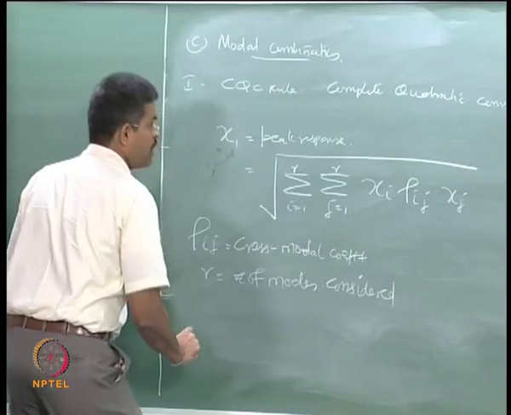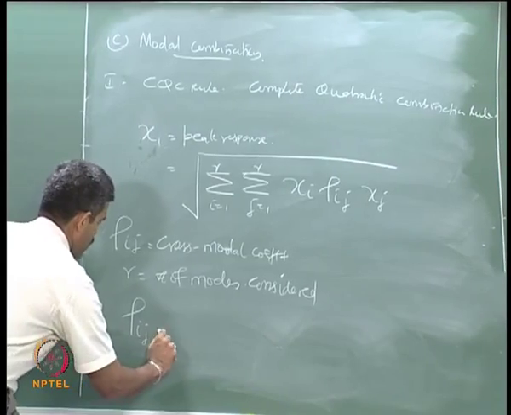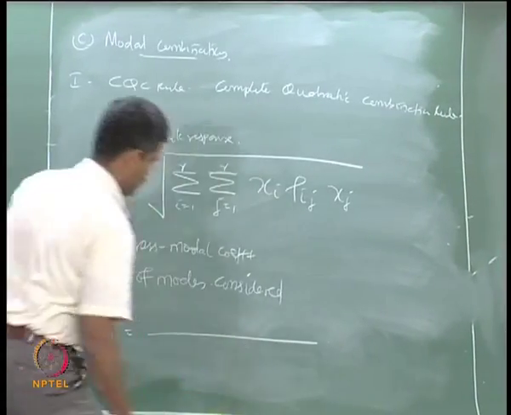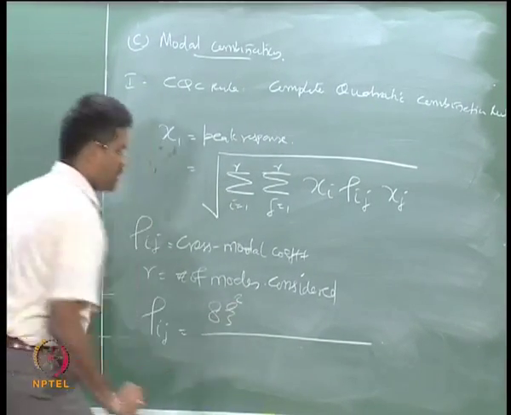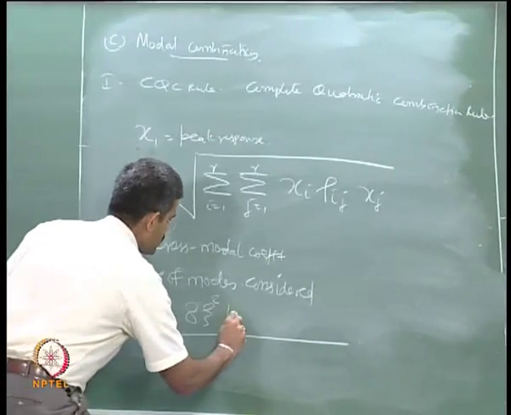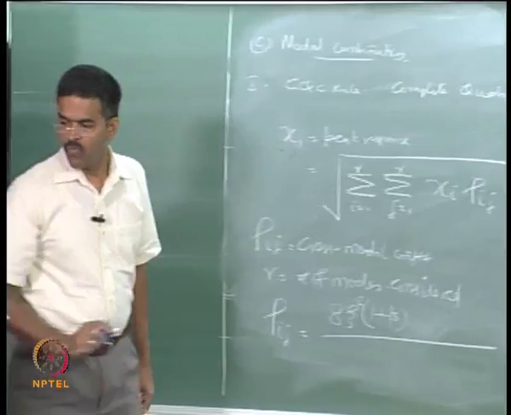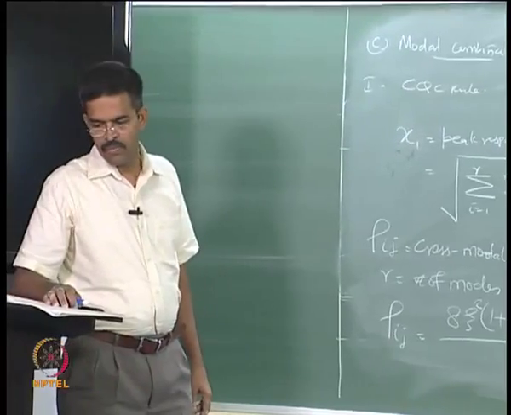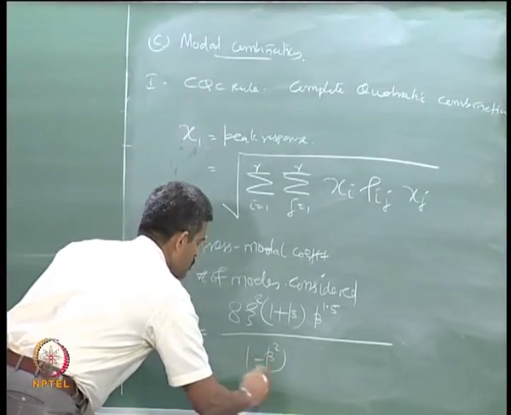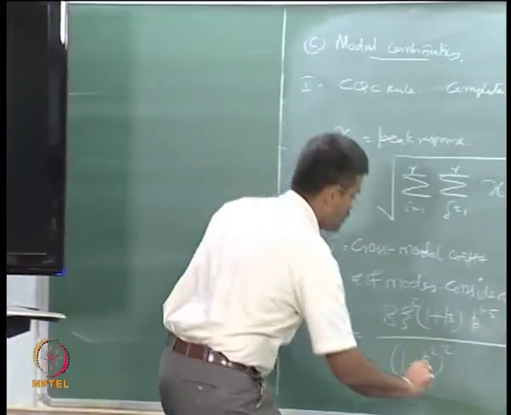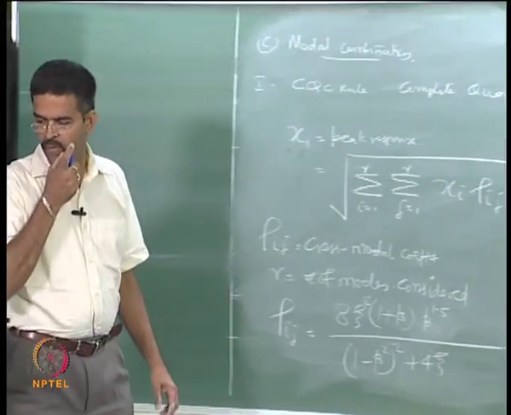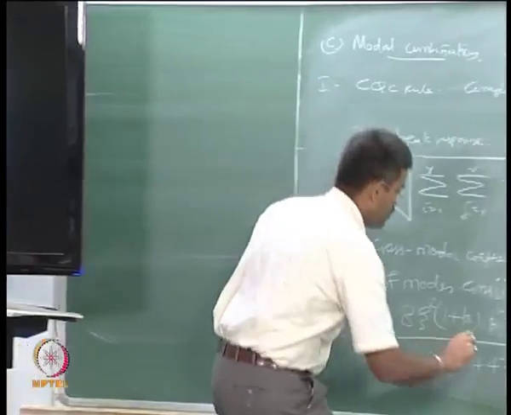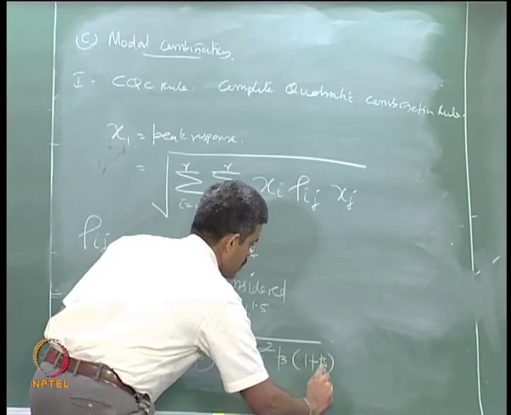And rho ij, which is the cross modal coefficient, is given by an expression: 8 zeta square (1 plus beta) beta to the power 1.5, divided by (1 minus beta square) the whole square plus 4 zeta square beta (1 plus beta) the whole square.